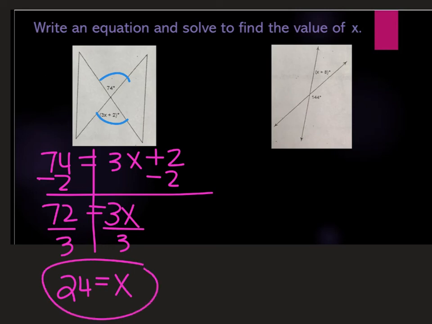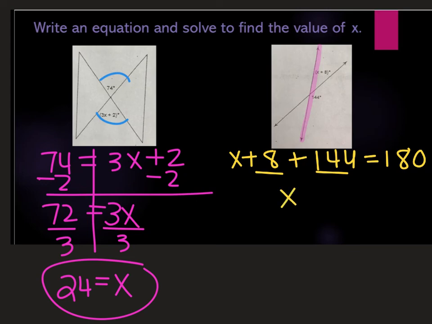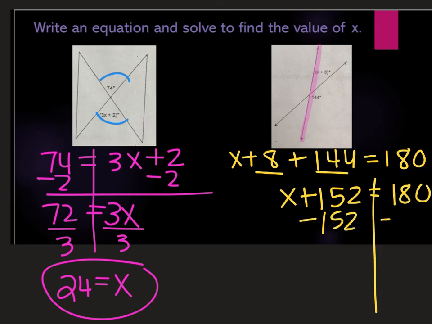For the second one, notice the relationship is that those two angles create a straight line, which makes them supplementary angles, so they equal 180. So when I set this up, we have x plus 8 plus 144 equals 180. Again, we still have to combine our like terms before we can start to solve. So x plus 152 equals 180. Now we can solve, so subtract 152 from both sides, and we get x equals 28.